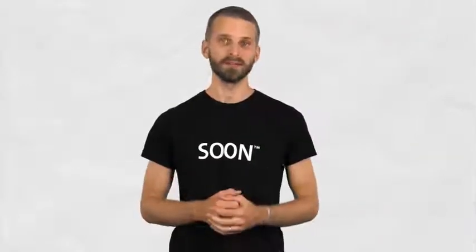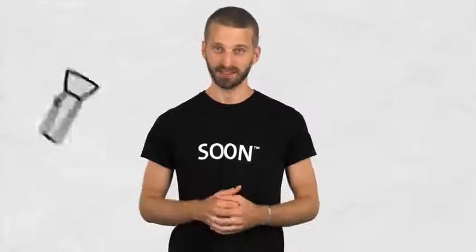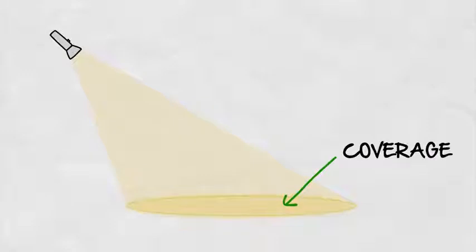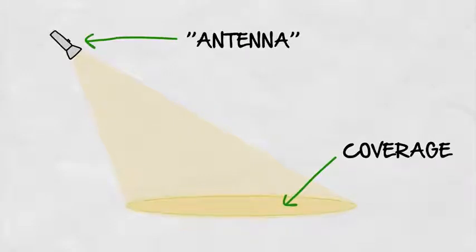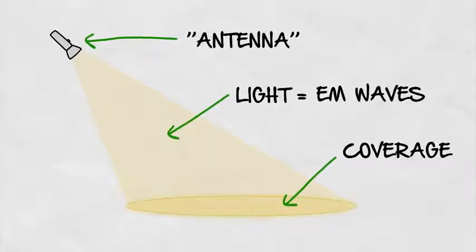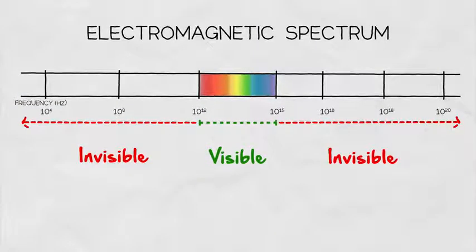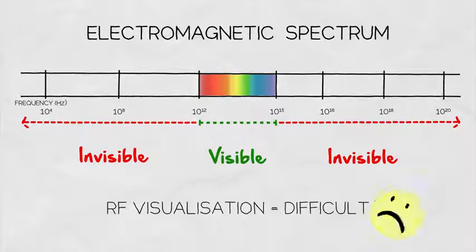A good example of coverage is a flashlight pointed at a surface. It is intuitively clear that the spotlight on the ground is the coverage, and the flashlight can be viewed as an antenna radiating visible light, which is also an electromagnetic wave, just like RF waves, except at much higher frequencies. Besides the light, the EM waves are invisible to the human eye, making the visualization of RF coverage more difficult.